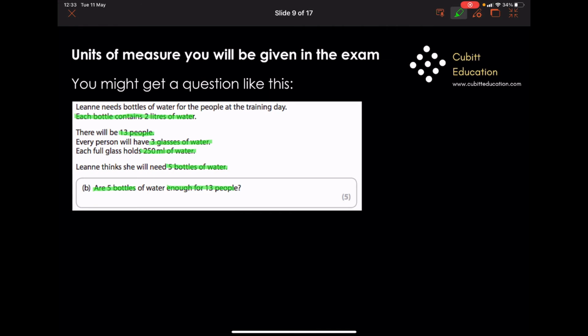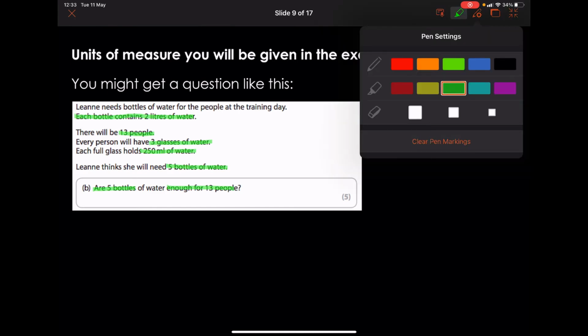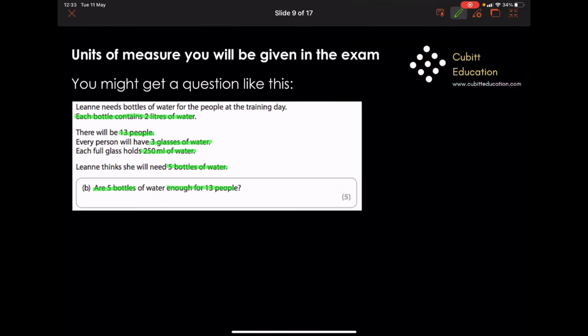So basically what this is saying here is, is there enough water if I buy 5 bottles of 2 litres for 13 people? Well, first of all, if I did buy 5 bottles, each bottle is 2 litres. Okay, so 5 times 2 is 10 litres. So if we do that bit first.